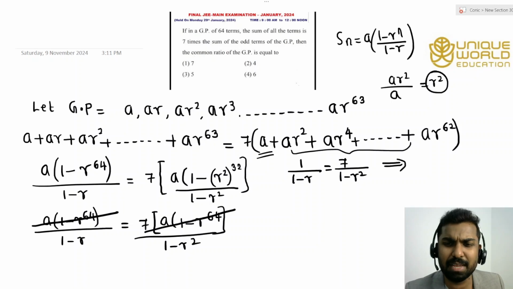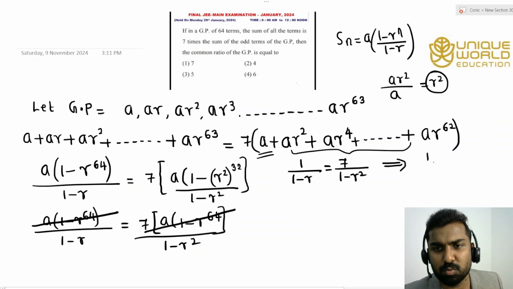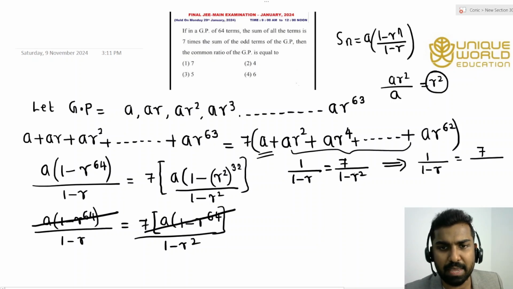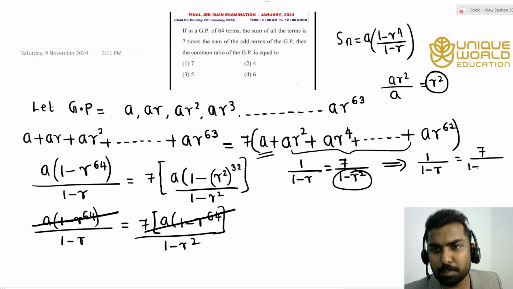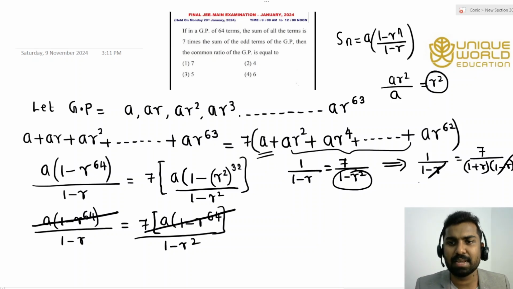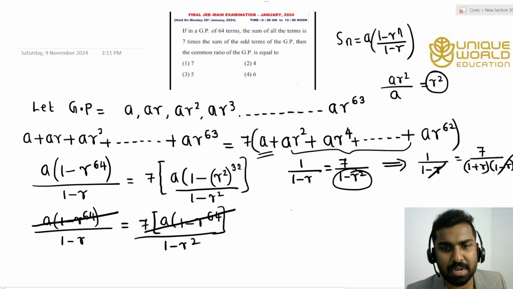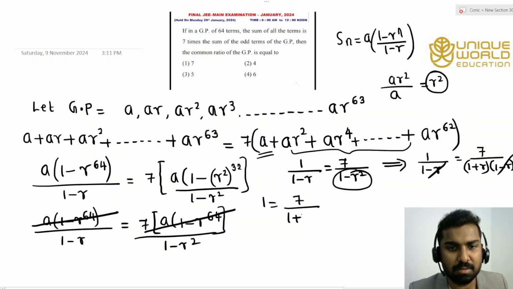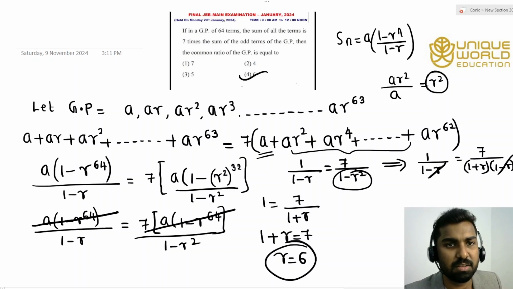We can simplify by applying some identity. Okay, what identity will we apply here? If you are observing carefully, in this part 1 divided by 1 minus r will be equal to 7 divided by a square minus b square, so 1 plus r into 1 minus r. So 1 minus r, both sides I can cancel. That means from here I can write 1 equals 7 divided by 1 plus r. That means 1 plus r equals 7. The value of r will be 6. That's all. The common ratio is 6.